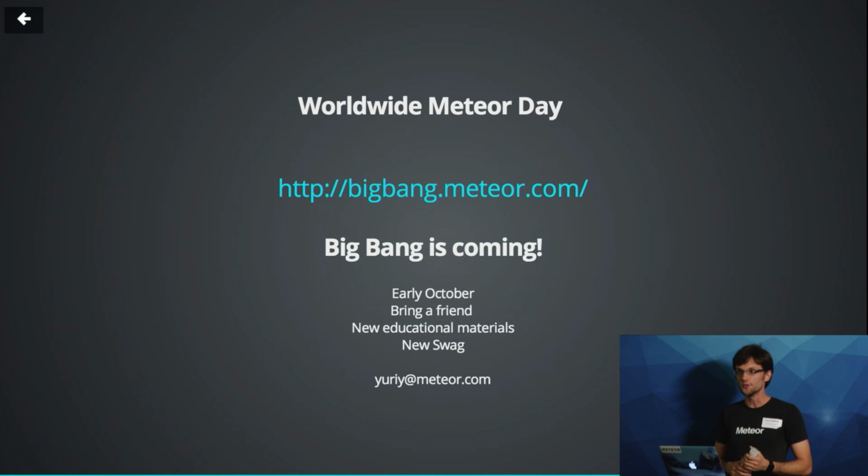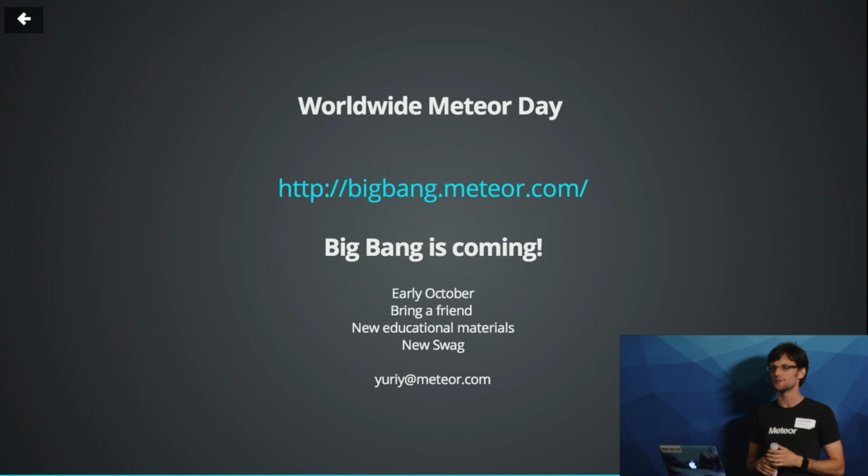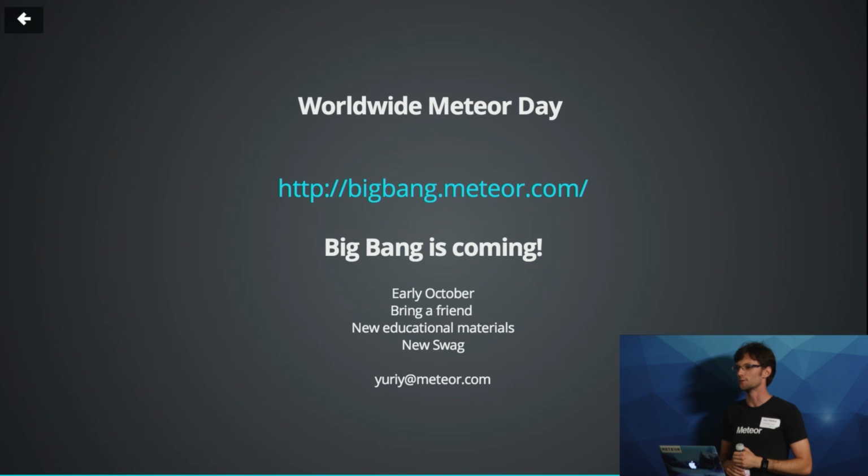And very exciting news. We are going to have something really big scheduled for early October. We're going to have a worldwide Meteor Day. It's a day where all the cities, all the groups can get together, and we're going to launch some educational materials and some other cool things. More information will be coming soon. For now, the URL for information on that will be bigbang.meteor.com. Right now, it's just a redirect to the slide deck, but we're going to be putting up more information there. And we already have 60 cities on board for that day to participate.